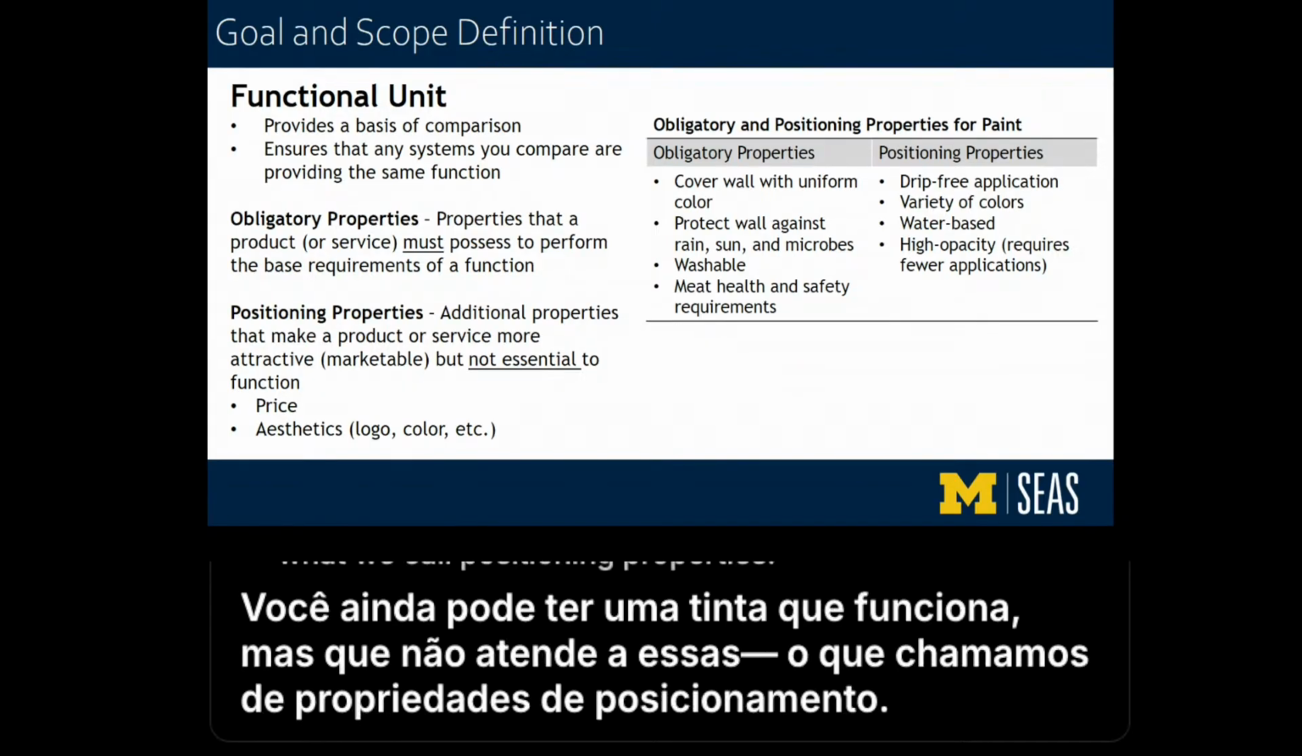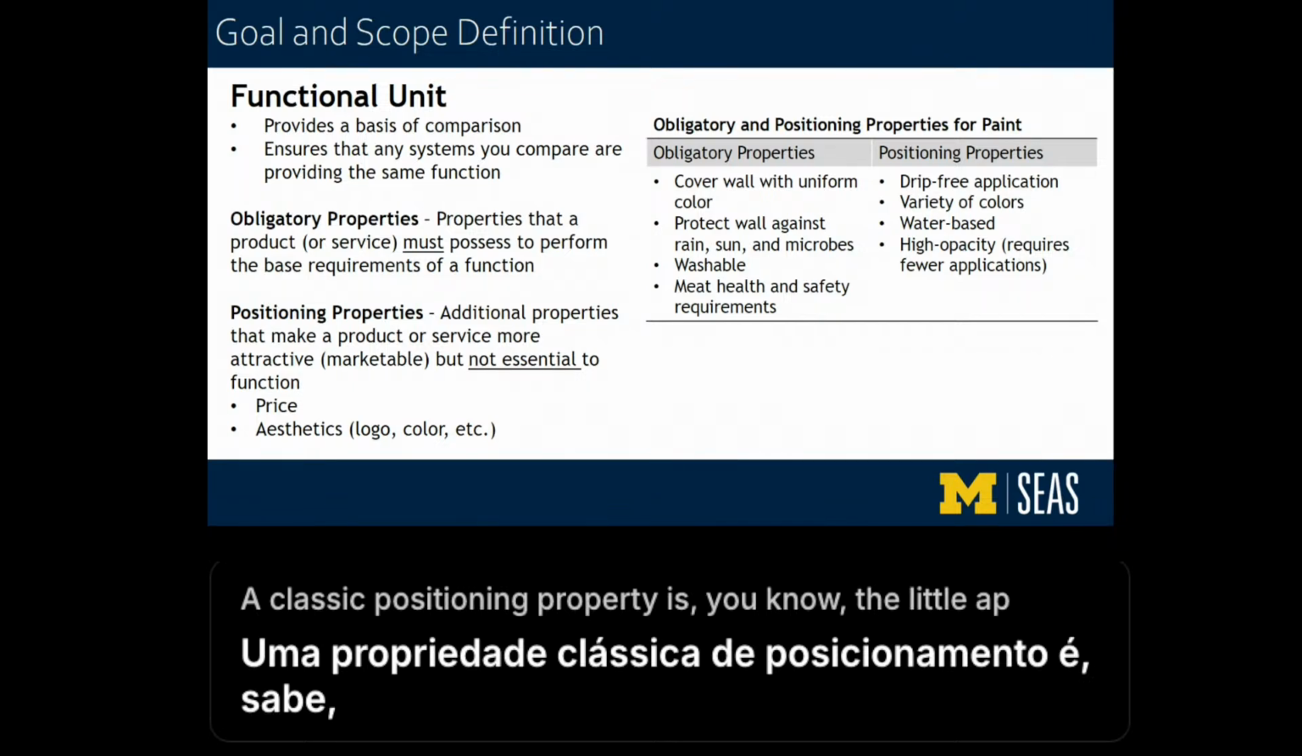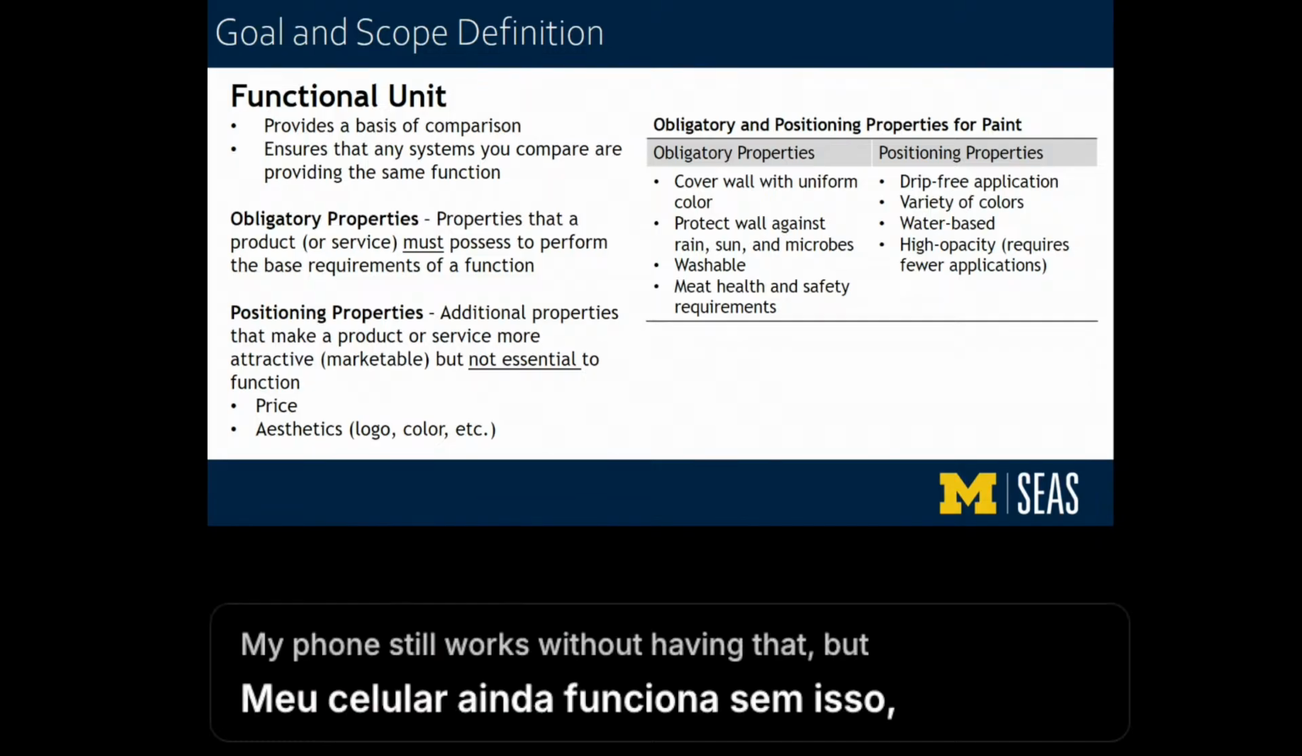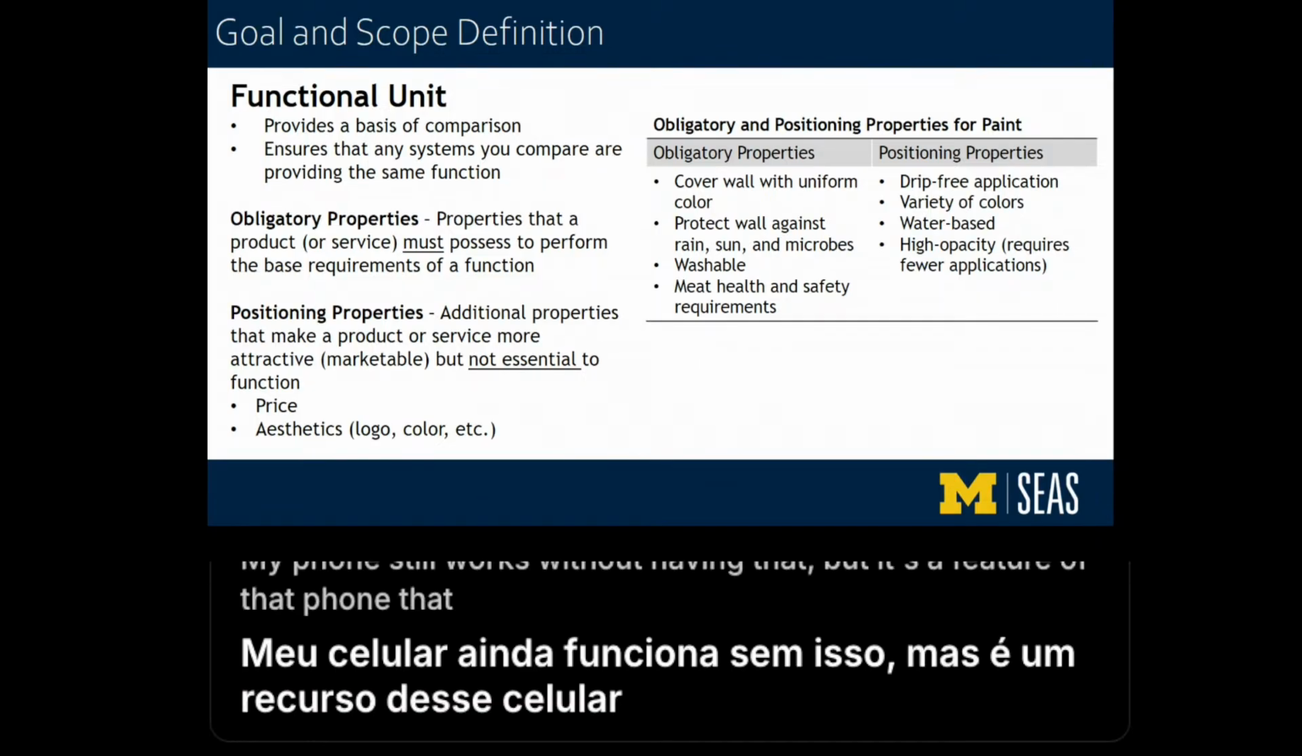A classic positioning property is, you know, the little apple symbol on my phone, right? My phone still works without having that, but it's a feature of that phone that makes it different than other phones.